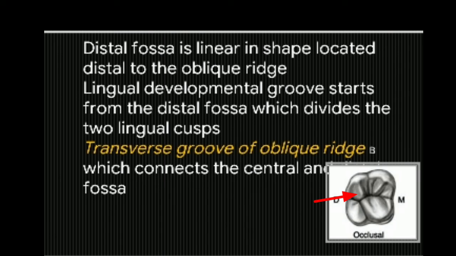Distal fossa is linear in shape, located distal to the oblique ridge. Lingual developmental groove starts from the distal fossa and divides the two lingual cusps. Transverse groove of the oblique ridge connects the central and distal fossa.